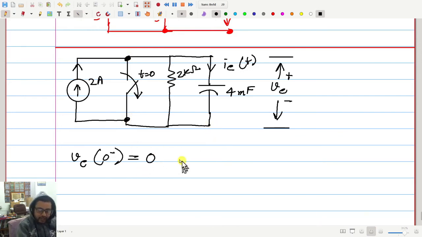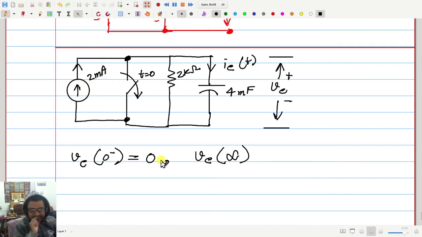Very good. Now what can we say about the voltage at time t equal to infinity, that means long after the switch is opened? 4000 volt. Yes, you are right. It looks very odd, 4000 volt. Let me make it 2 milliampere. So it will be 4 volt.